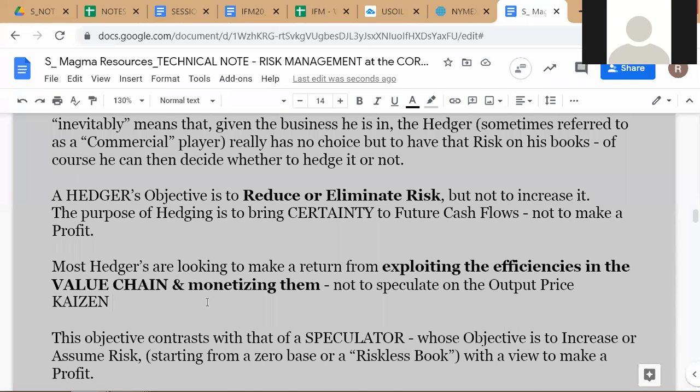So all hedgers, that's why these hedgers are not looking to speculate on the output price. They're looking to do this business. They're all in the business of doing this, okay? And Kaizen comes in here as well, Kaizen thinking, trying to constantly extract efficiencies from the value chain, okay? So now, that's why we say the hedger's objective is actually to reduce or eliminate risk so that they can lock in the margin, okay?